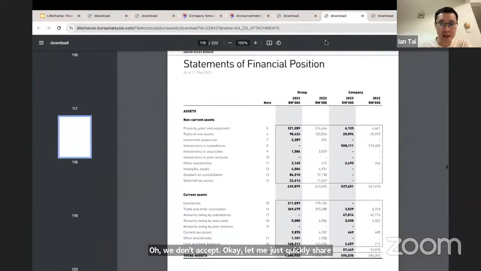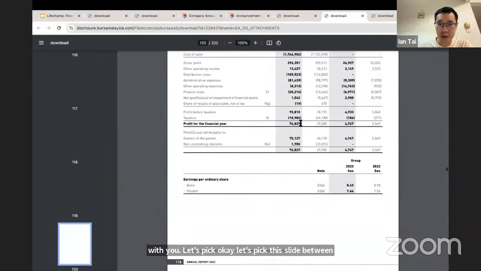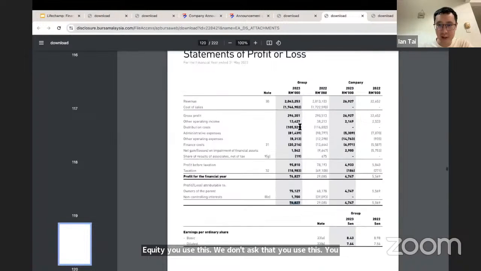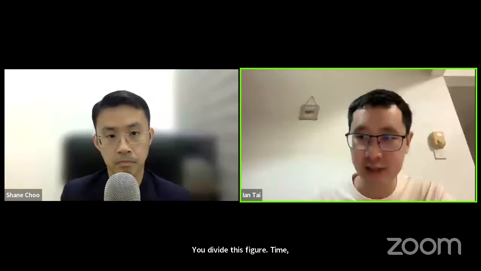Oh, return on asset. Okay, let me just quickly share with you. Let's pick return on asset. For return on asset, you take the profit of the company. Return on asset and return on equity are different. Equity, you use this. Return on asset, you use this. You take this, profit after tax, and then you go here, you find total asset. You divide this figure, times 100%, there you go. That is return on asset.